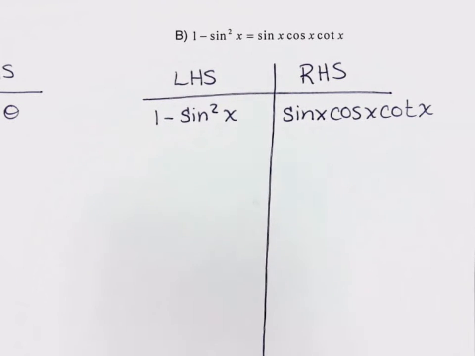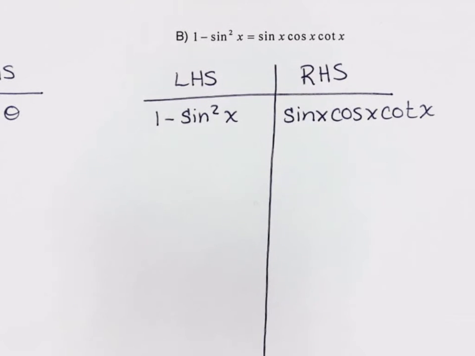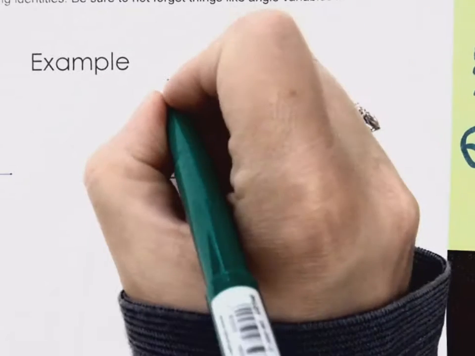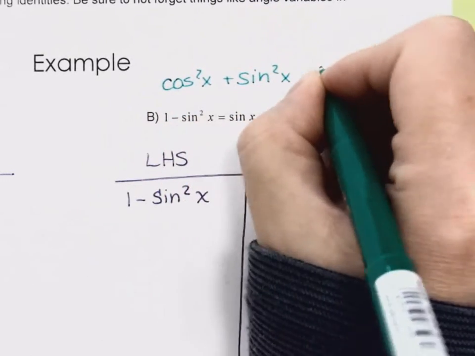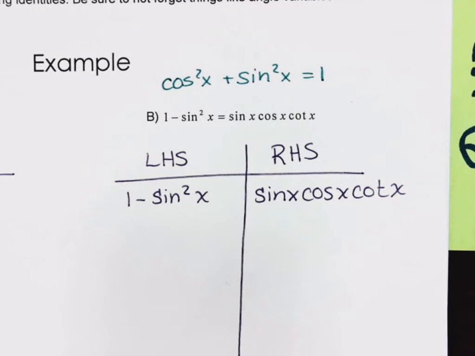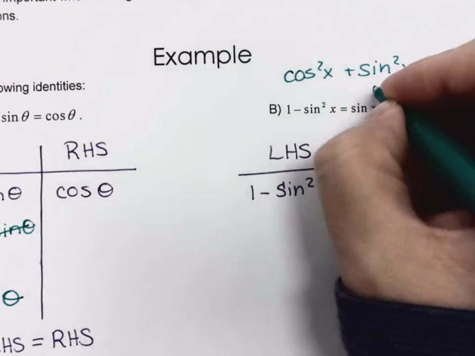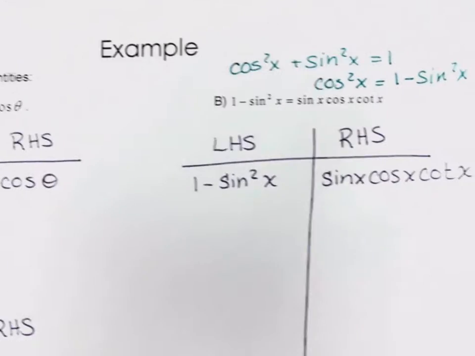Already, you're ready. The rest of us have barely got this written down and you're changing stuff. The more you work with it, you're going to see it, but this is the Pythagorean identity. The Pythagorean identity is cos squared x plus sine squared x equals 1. That is the very first identity. So you're going to rearrange it: cos squared x equals 1 minus sine squared x.